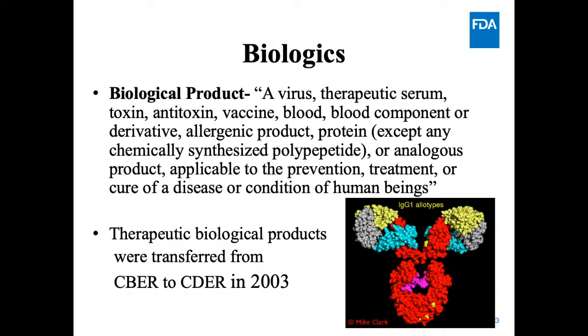This is one of the important parts, that is your biologics. What are biologics? They are biological products like a virus, therapeutic serum, toxin, antitoxin, vaccine, blood component or derivative, allergenic product, protein or analogous product applicable to the prevention, treatment or cure of diseases or conditions of human beings.